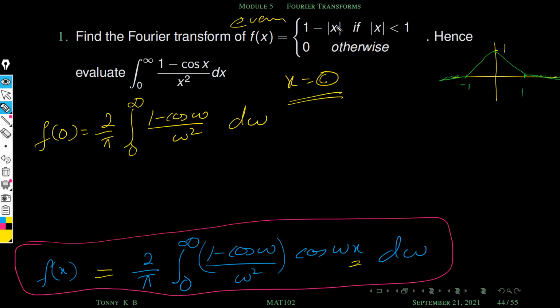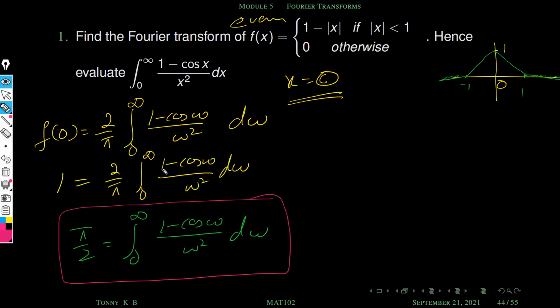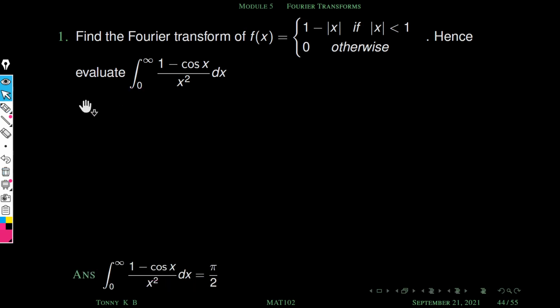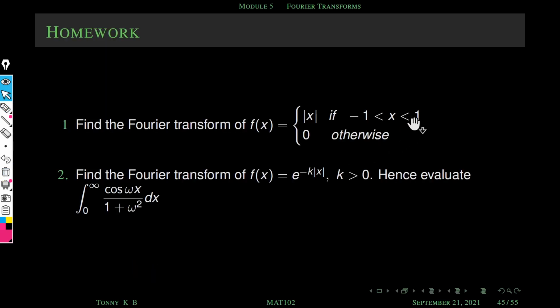So what is f of 0? It is very clear from this function. 0 is here. So f of 0 is what? When x equal to 0, f of 0 equal to 1. So LHS becomes 1. So you can write 1 is equal to 2 by pi, 0 to infinity, (1 minus cos omega) by omega square d omega. So just multiply by pi by 2 on the left hand side. So this becomes pi by 2 equal to integral 0 to infinity, (1 minus cos omega) by omega square d omega. So our required integral is equal to pi by 2. Yes, that is equal to pi by 2. This is your homework. Thank you.